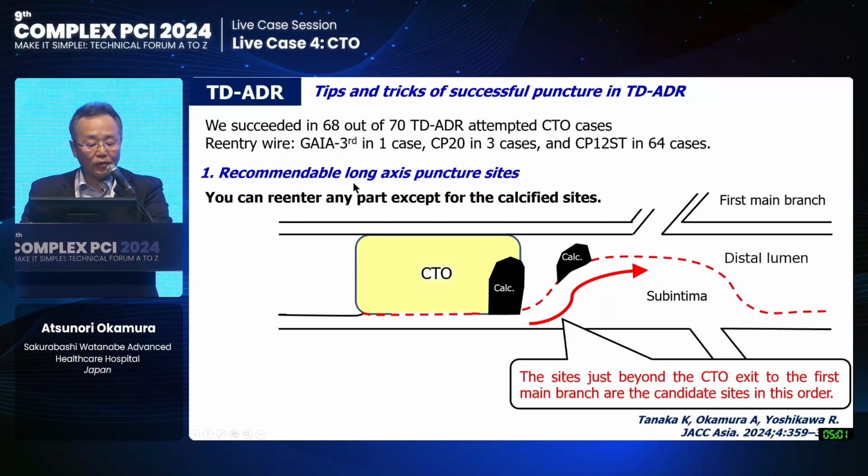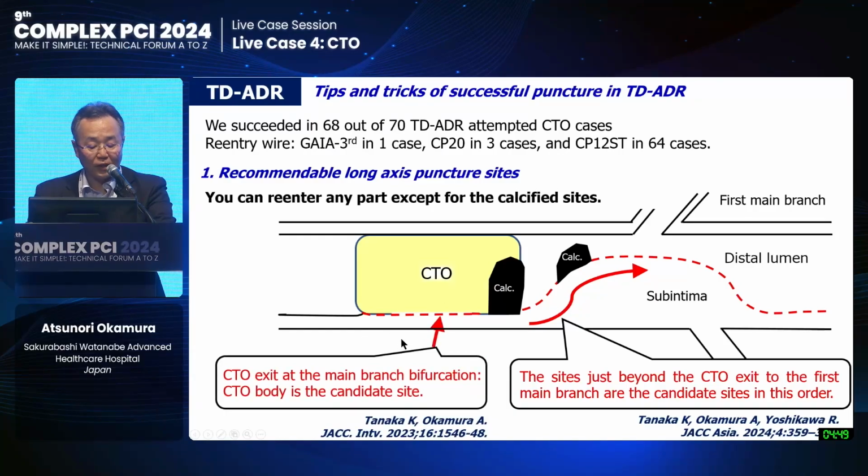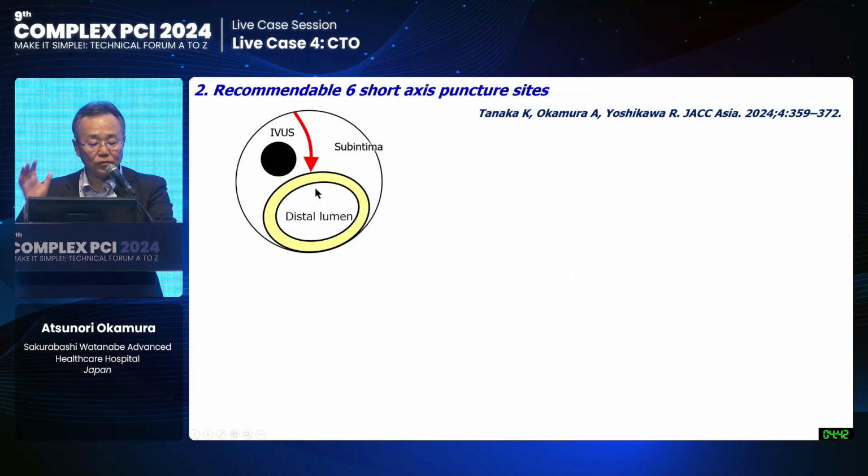The recommended long axis puncture site is just beyond the CTO exit, before the first major branch. If the exit is located at the bifurcation region, it's better to re-enter from the CTO body to preserve the branch. And this is the recommended short axis puncture site.